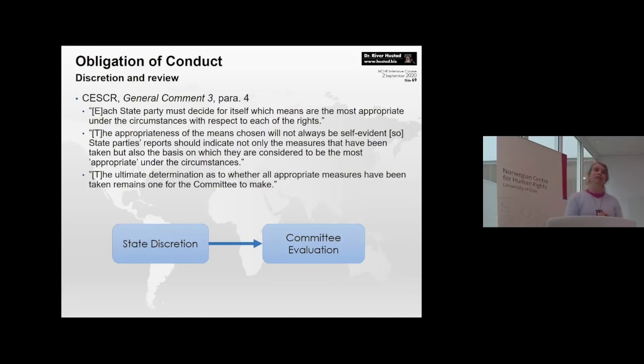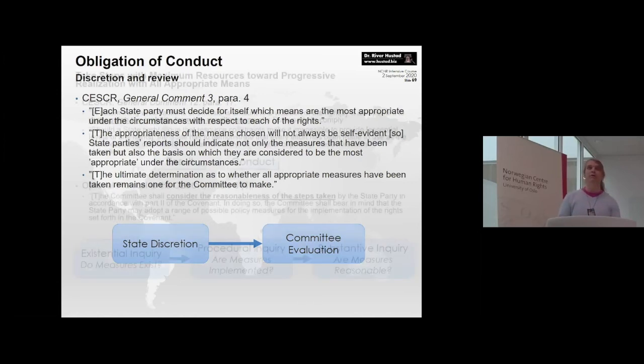So in its General Comment 3, the committee has said that each state must decide for itself which means are the most appropriate under the circumstances with respect to each of the rights. So the state has the discretion in what conduct it's going to take, but the ultimate determination as to whether all appropriate measures have been taken remains one for the committee to make. So the committee will always evaluate the state's decision on what conduct it's done to determine if it's fulfilled its obligation of conduct.